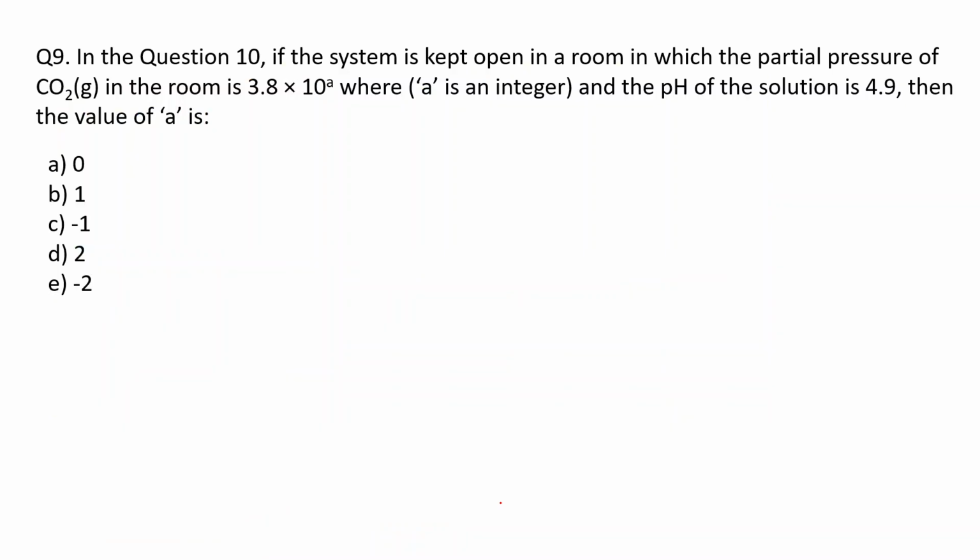This is question number 8. Question number 9 is: if the system is kept open in a room in which the partial pressure is 3.8 into 10 raised to power A, where A is an integer, and the pH of the solution is 4.9, then the value of A is? Try to find out the answer of this question. This is kind of a reverse pH question that we have seen earlier as well. Please try to find out the answer. We'll move forward then.